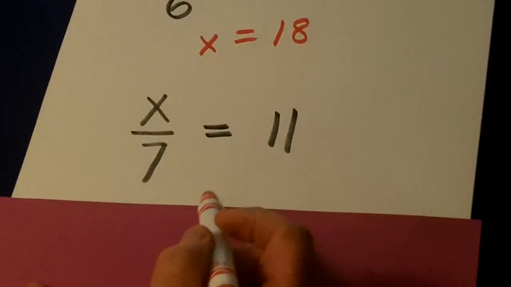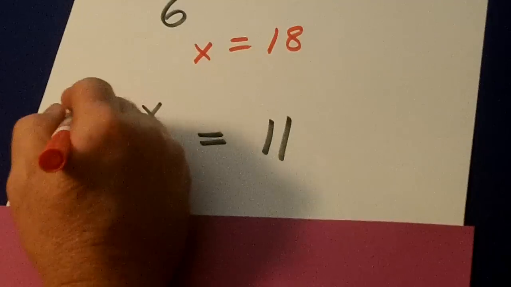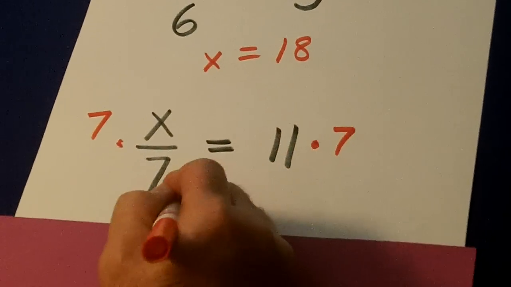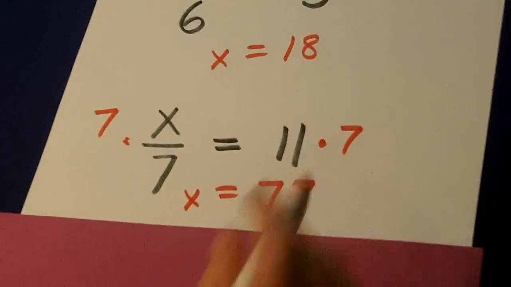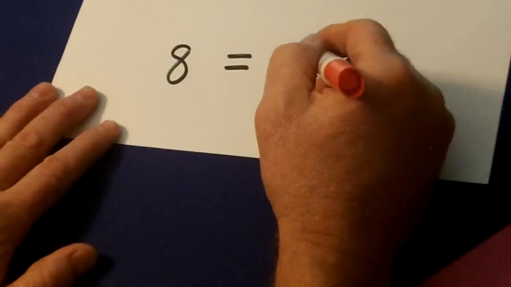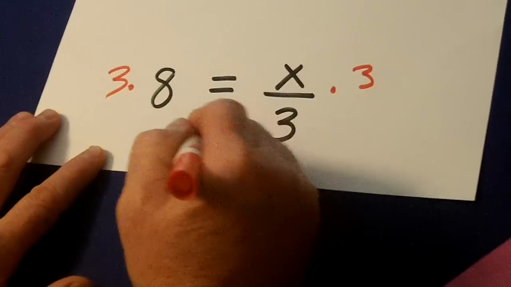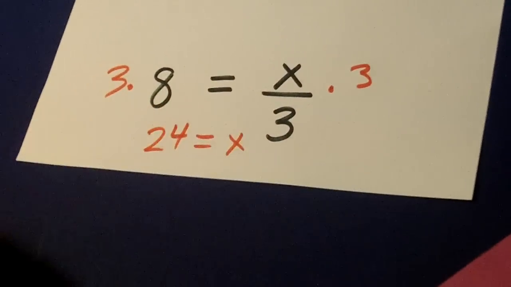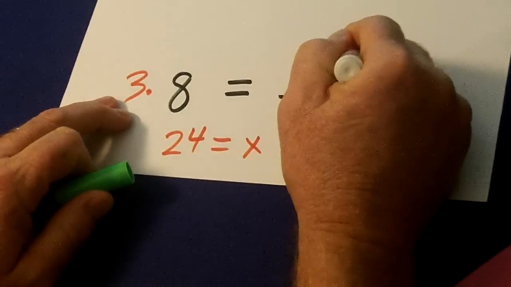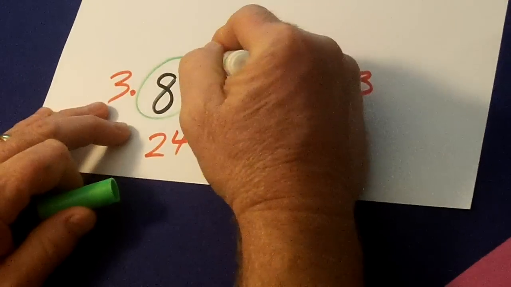Okay, here we go. Divide by 7 times by 7 both sides. X is equal to 77. Okay. Divide by 3 times by 3 both sides. X is equal to 24. Let's check this one. What is 24 divided by 3? 8. And a big check.